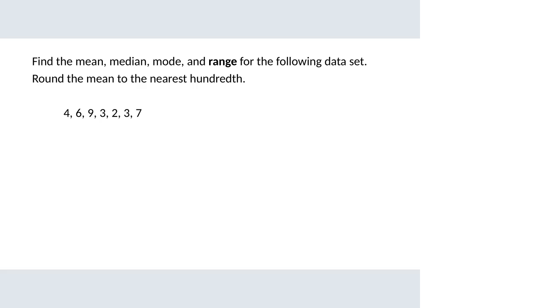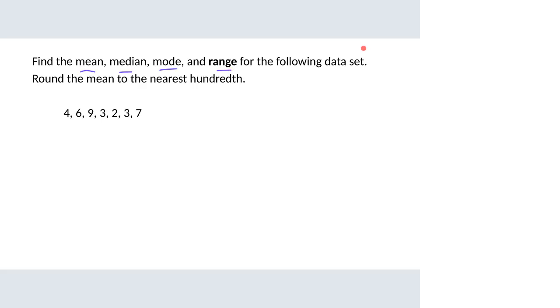Thanks, Nicole. All right, so if we want to find the mean, median, mode, and range, that's a new word for us. It's a very simple one that I'll mention last in our calculations here on this page. So find the mean, median, mode, and range for the following data set, and then round the mean to the nearest hundredth. So we're supposed to find the mean, the median, the mode, and the range. So let's go ahead and find the mean first.